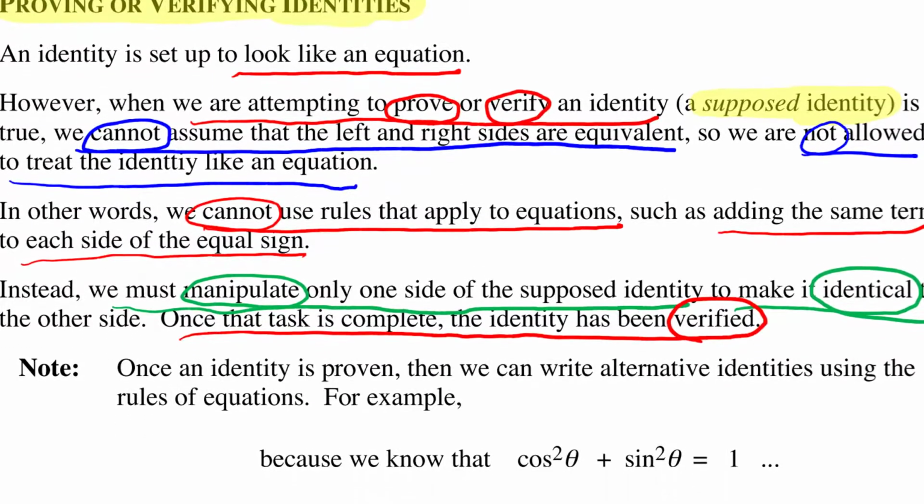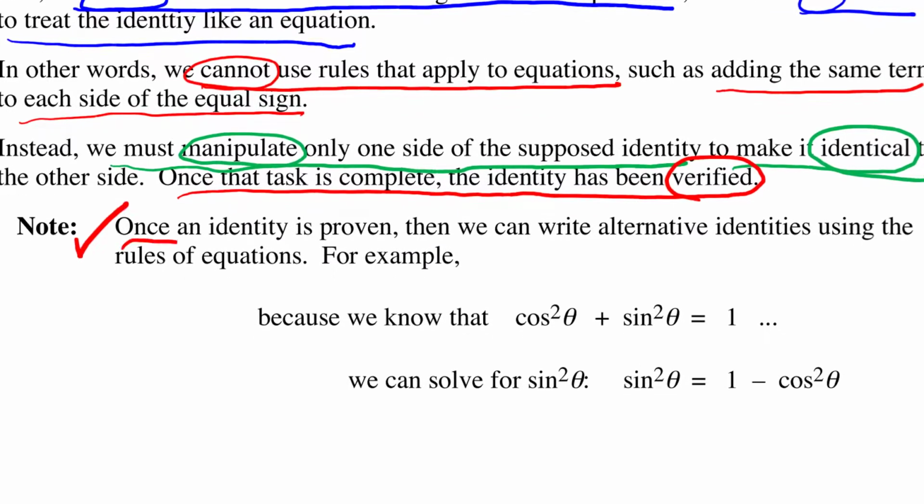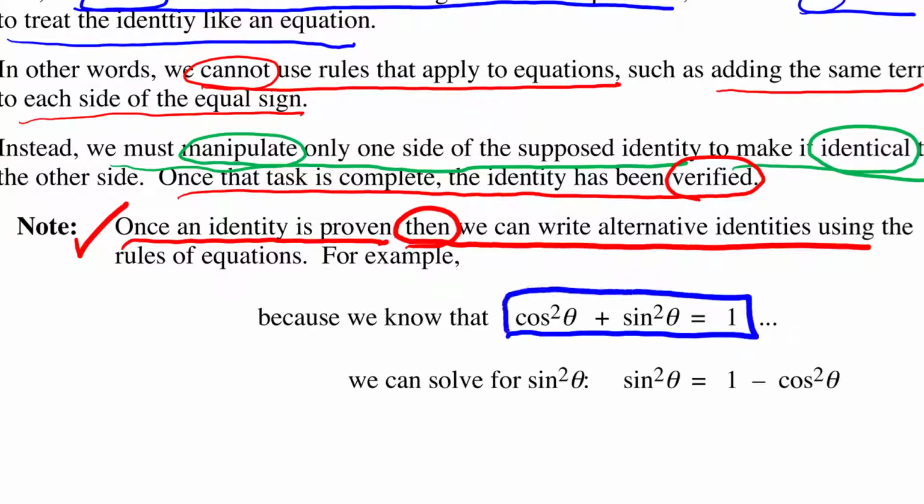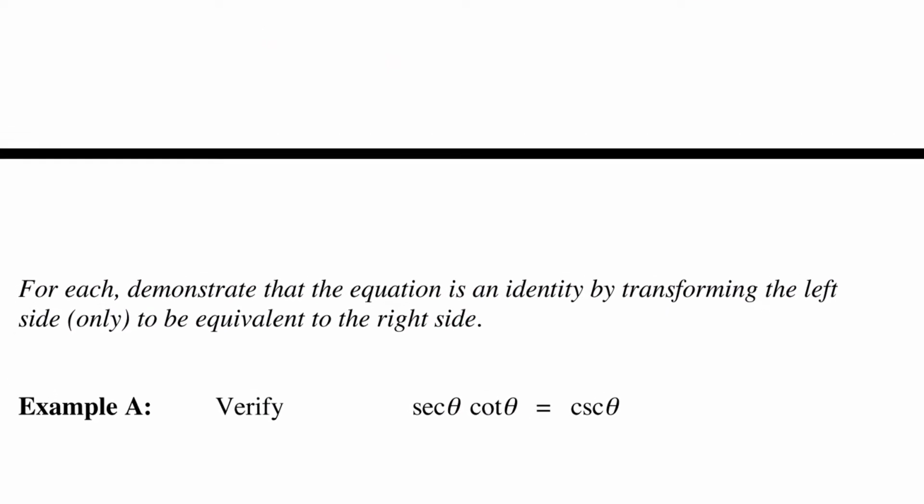Now, once an identity has been proven, then we can write alternative identities using the rules of equations. We've seen this already. For example, we know that cosine squared theta plus sine squared theta equals 1. And we have been able to solve for sine squared by subtracting cosine squared from each side. That's allowed now that we know that the first is truly an identity. We've also seen where we can divide each side, for example, by cosine squared theta and create a new identity.